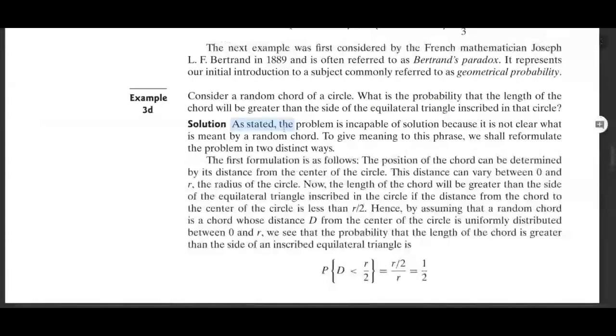As stated, the problem is incapable of solution because it's not clear what is meant by a random chord. So it could be any random chord. To give meaning to this phrase, we shall reformulate the problem in two distinct ways.